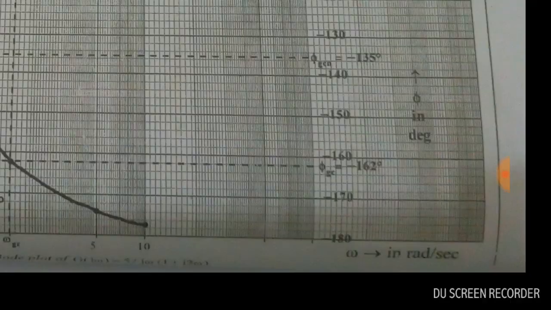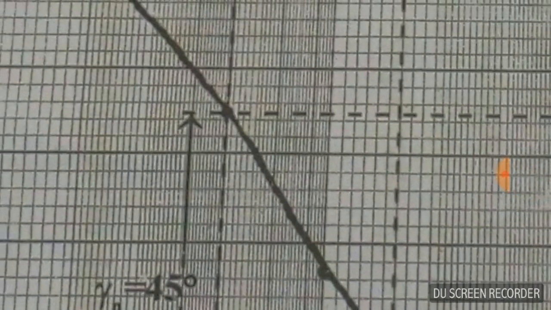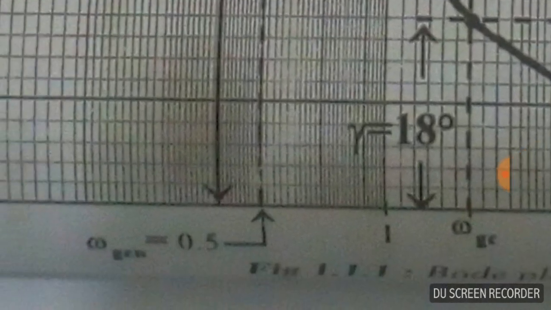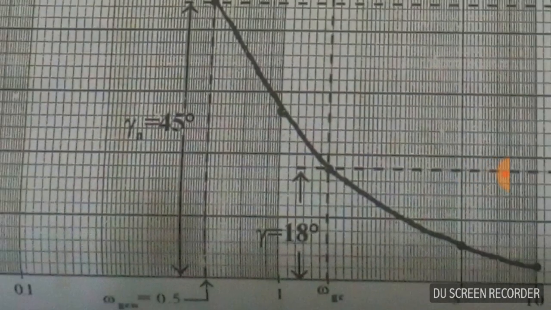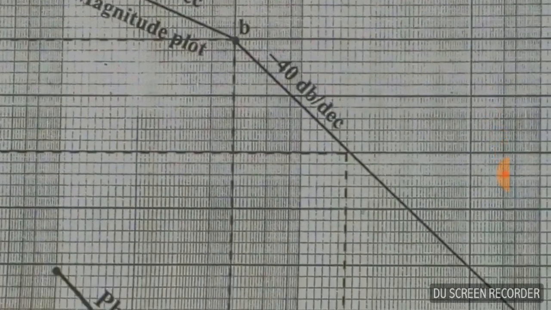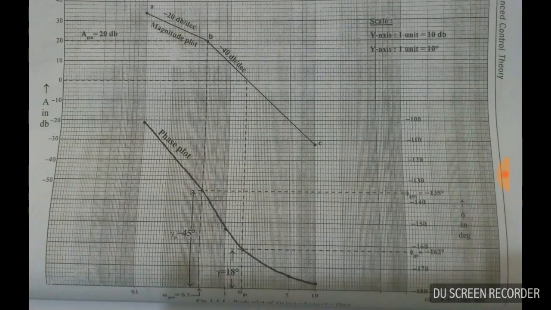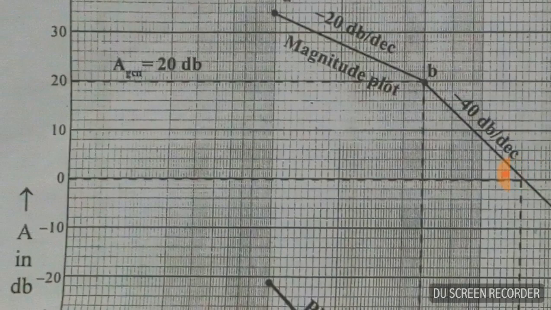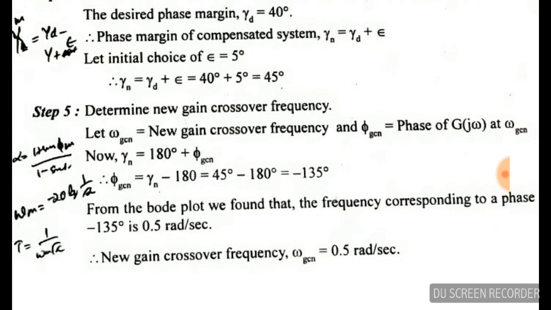See, we have marked phi gcn here as minus 135 degrees, and we will look where it intersects the phase plot. See here, it intersected the phase plot here, and we need to find the omega gcn right under it. This is the point of the new gain crossover frequency, that is 0.5 radians per second. And now we need to find the new gain corresponding to that gain crossover frequency. The point is B, and the magnitude is 20 dB. So the new gain crossover frequency is 0.5 radians per second.